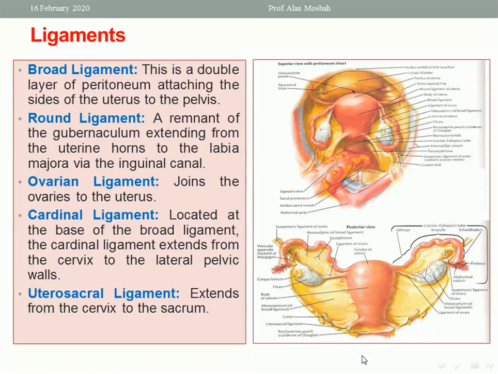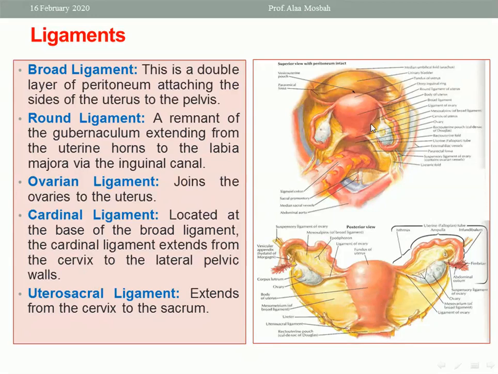The ligaments of the uterus include the broad ligament, which is a double layer of peritoneum attaching the side of the uterus to the pelvis. The round ligament extends from the uterine horn to the labia majora through the inguinal canal. The ovarian ligament, this is the ovarian ligament, joins the ovaries to the uterus.